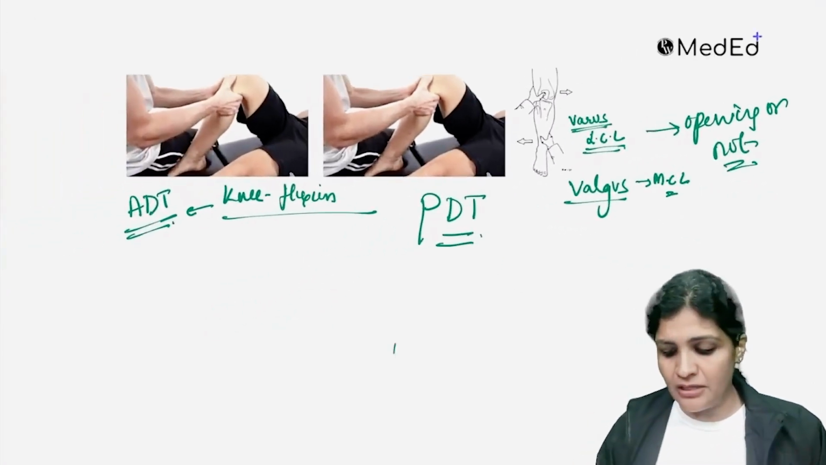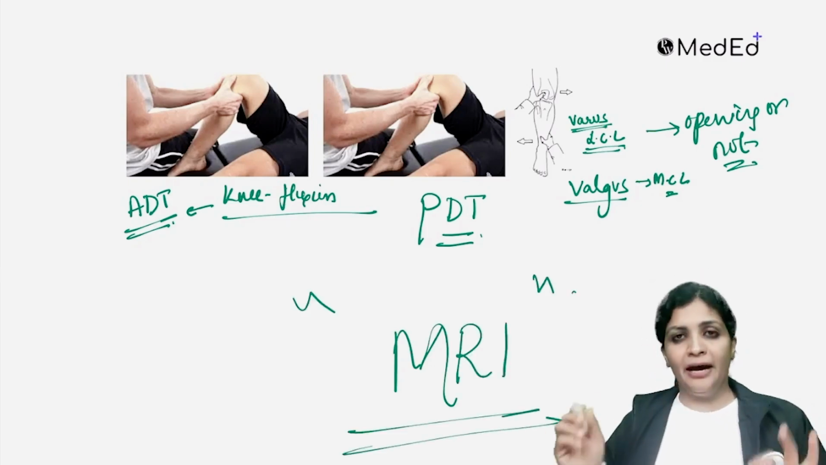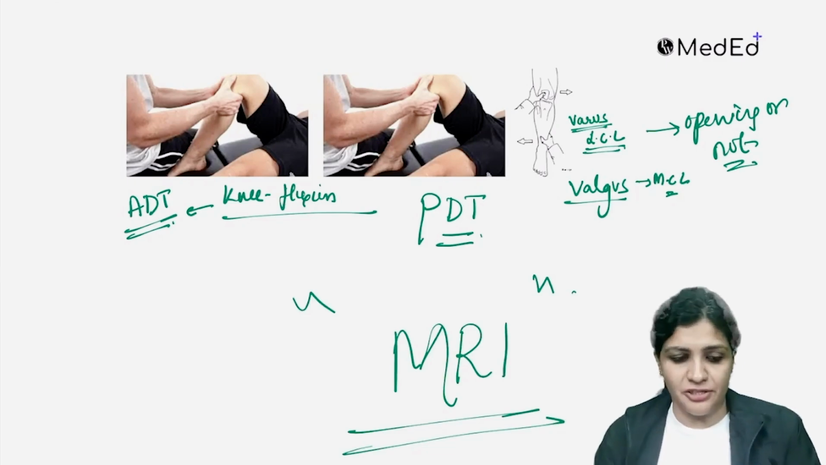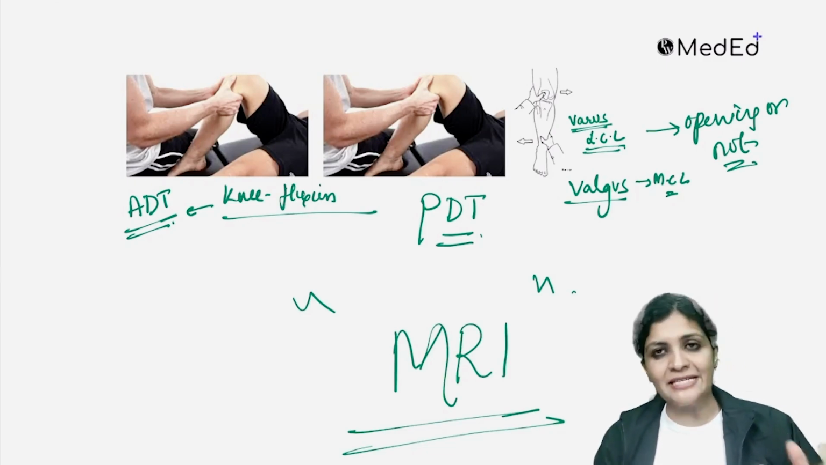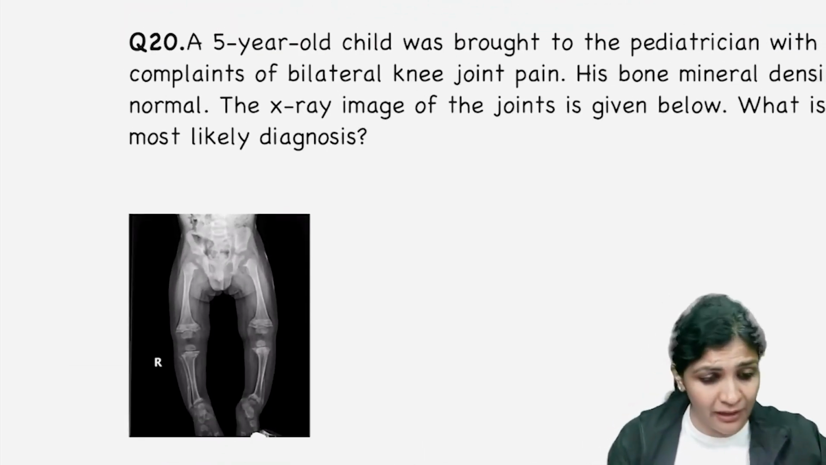All these structures are diagnosed by your MRI. You have to take the MRI of the knee and look for these structures: the collateral structures, the cruciate ligaments and the meniscus. Fine. Is that clear, everyone?